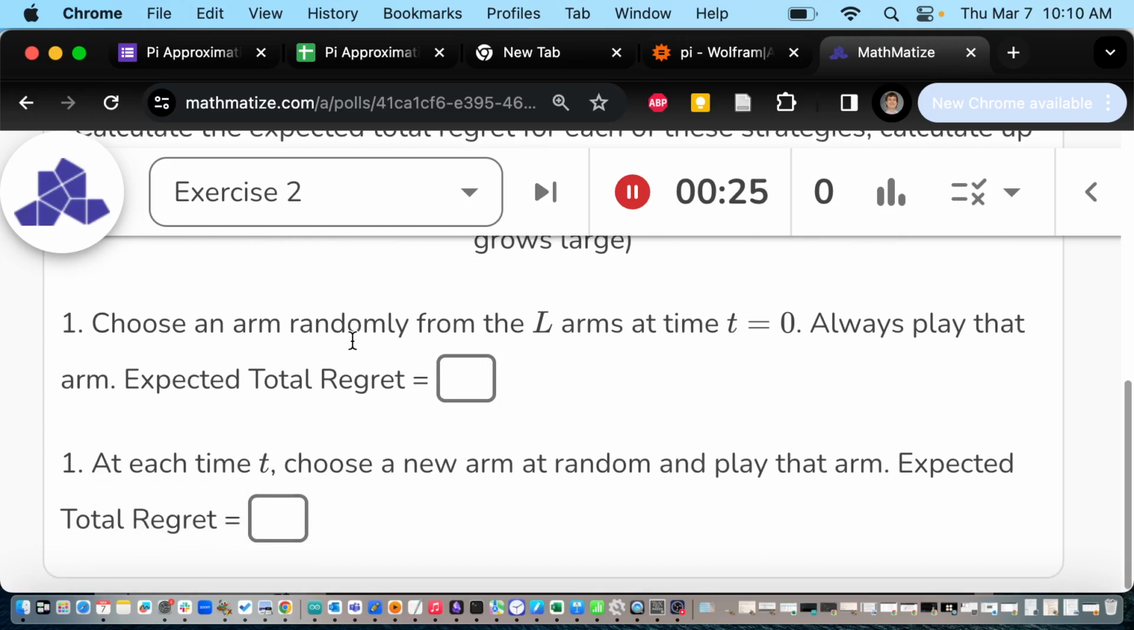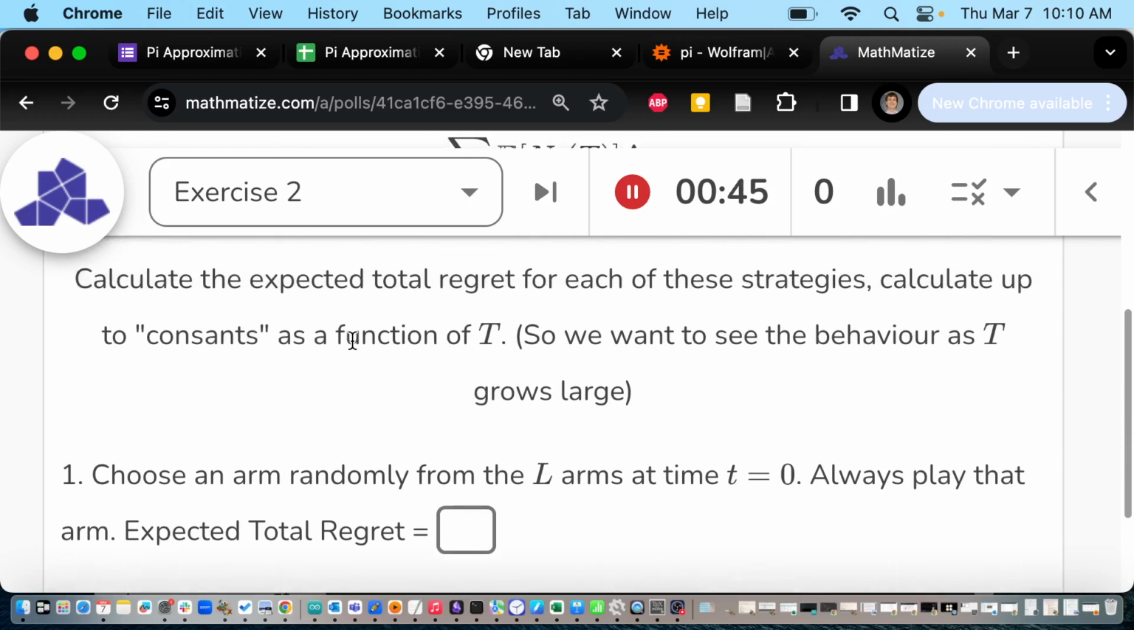Similarly, I have a different strategy, which is that every single time you pick a new one at random. So at every time t, you just completely choose a different arm, and you play that arm. What is the expected total regret? So these are kind of silly strategies that don't take into account the information you're getting, but nevertheless, it's instructive to see what the answer is here.